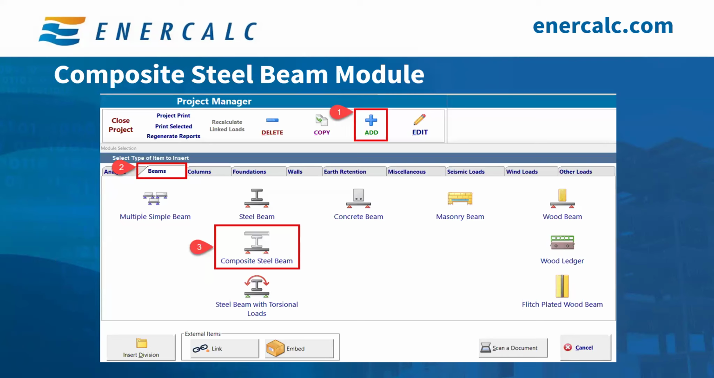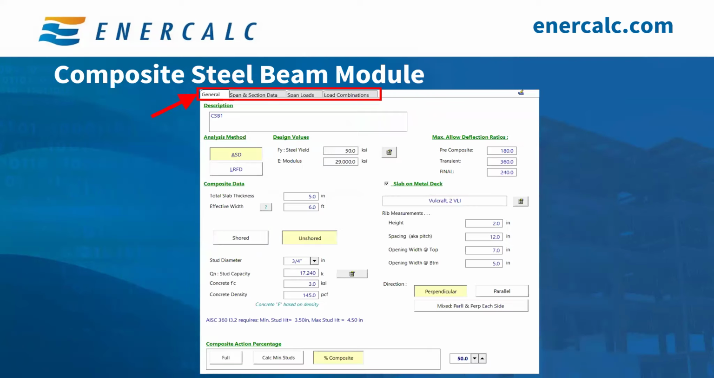So to start a new composite steel beam calculation, we follow the same familiar process to start any module. You click on the Add button, and then you navigate to the Beams tab, and then lastly click on the Composite Steel Beam module.